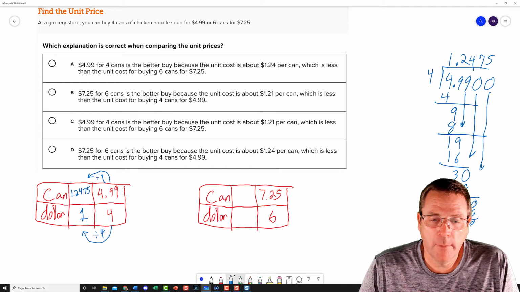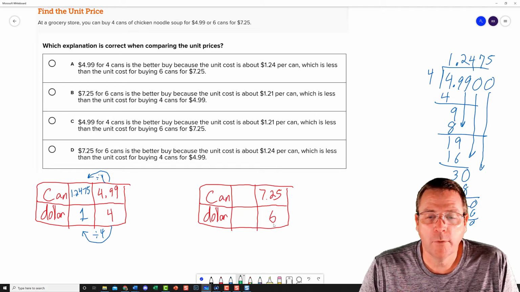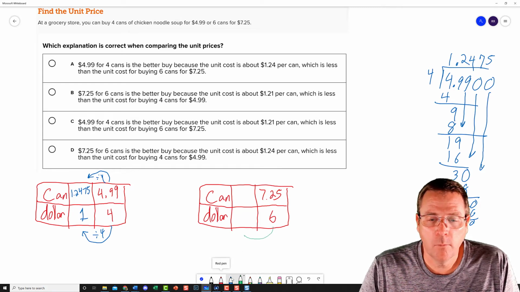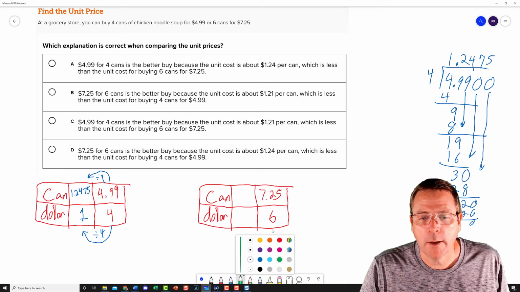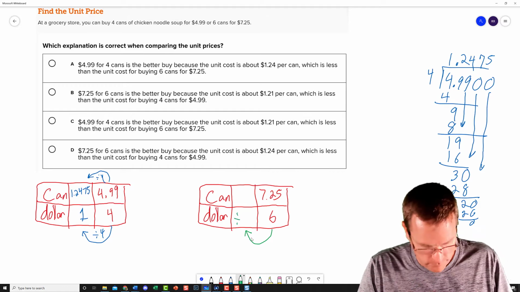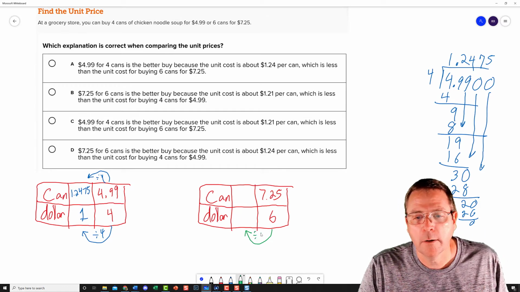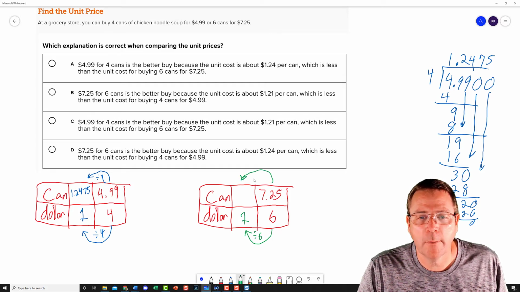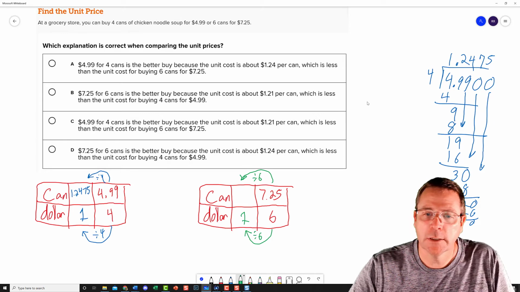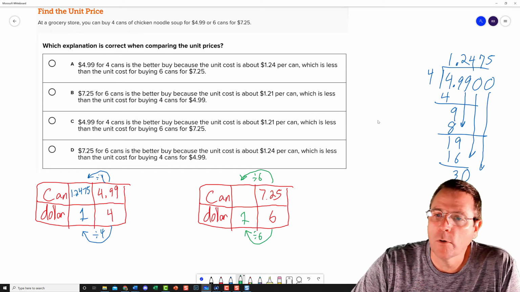We're going to do the same thing over here with the 6 cans. This time, let's make my arrow a little bit bigger here. We're going to take and divide by 6. Oops, put that in the wrong spot. Divide by 6 to get to 1. I'm going to do the same thing on the top here, dividing by 6. And I'm going to show my grunt work off right here.